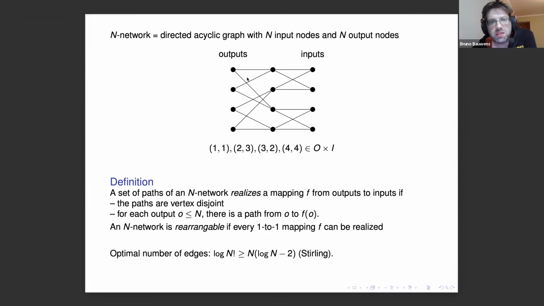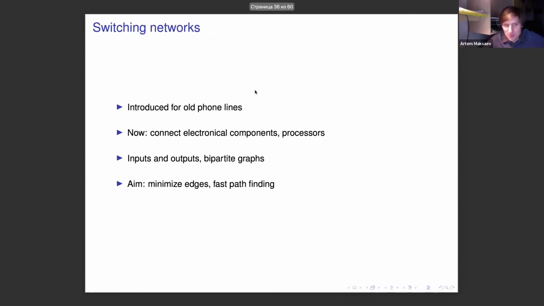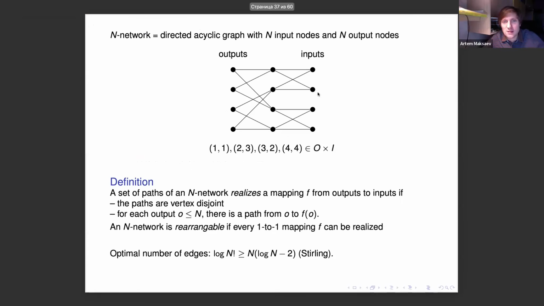Here we will focus on one question. Is the network here not rearrangeable, or is it rearrangeable? It's rearrangeable. But how to realize the identity permutation? I mean, this node to this node and the second to the second.